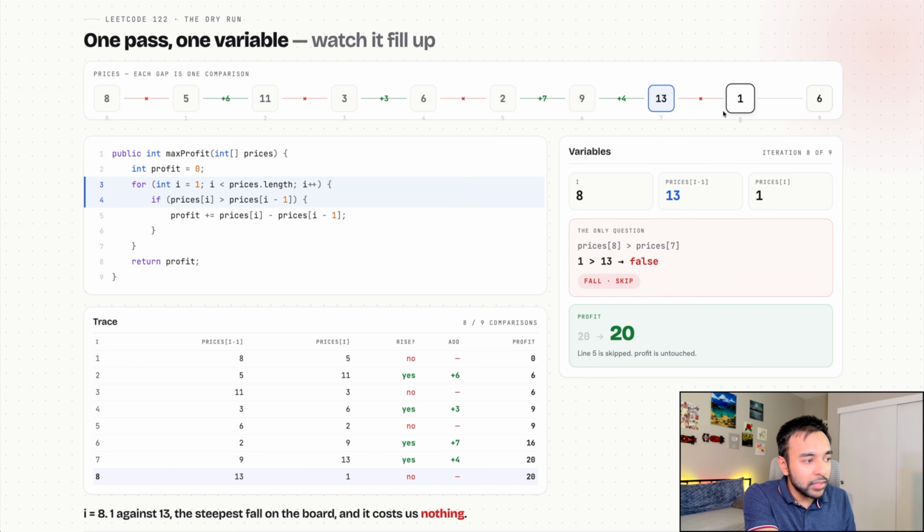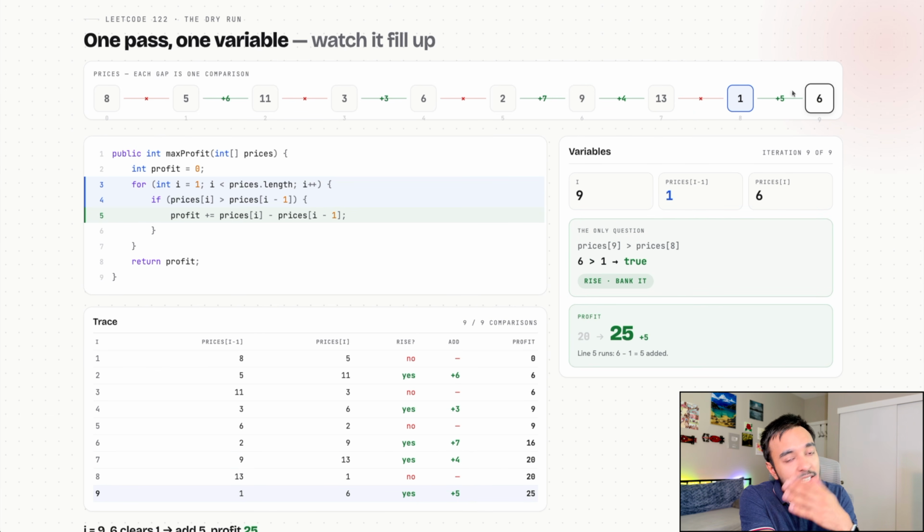It drops to 1, so I don't do anything. And then it rises to 6 again, so I book a profit of 5. So at the very end, I have determined that 25 is the maximum profit I can get, and I can just simply return it as my answer. Notice that it is not a tricky code at all. All you need to do is get the intuition that how a greedy criteria will help you to find the optimal solution and why this is the maximum profit you can book.